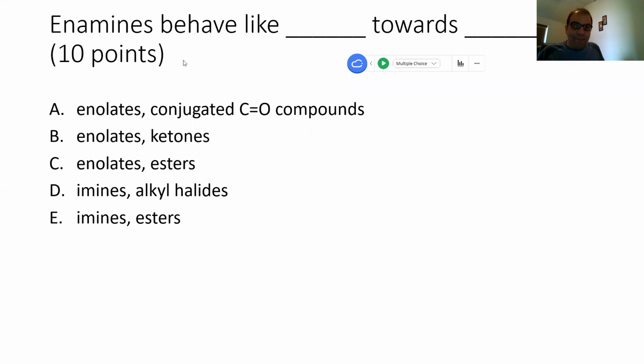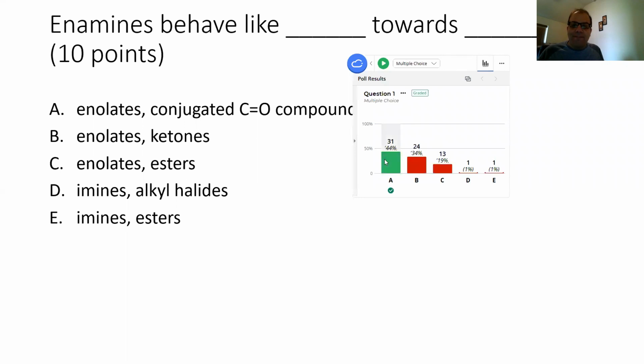So I think the best one is A. They act like enolates do towards conjugated carbonyl compounds. So I think A is the best answer. And you guys thought the same. Good.